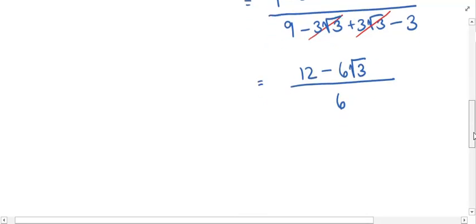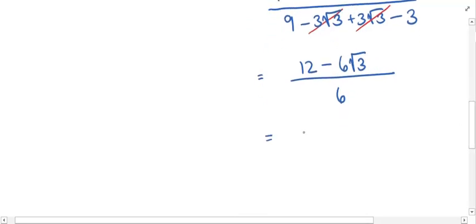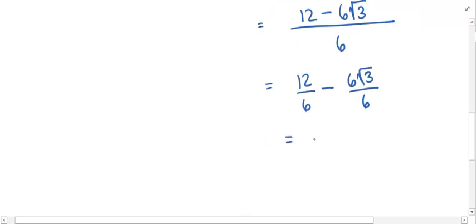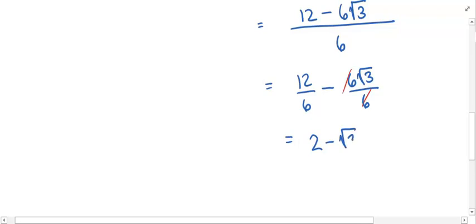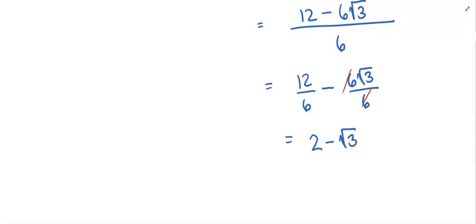So this is looking better. And then we can go one step further. We can take each number in the top and divide by the denominator. This is going to be 12 divided by 6, minus sign in the middle, 6 square root of 3 divided by 6. You have to take each term in the top and divide by the denominator. So the final answer finally is going to be 2 minus, the 6's will cancel here, so it's going to be 2 minus the square root of 3. Here is the answer.